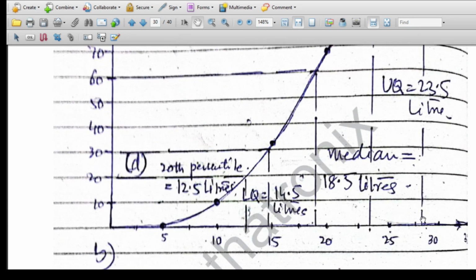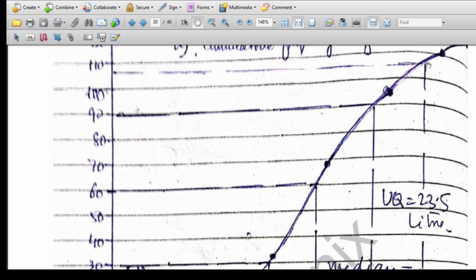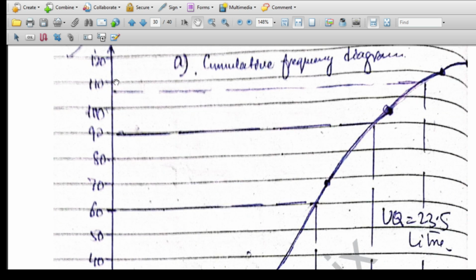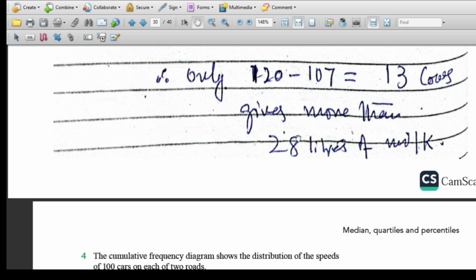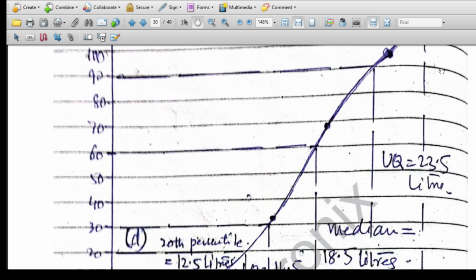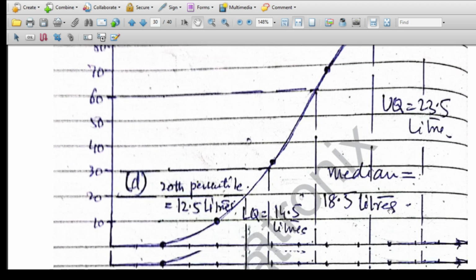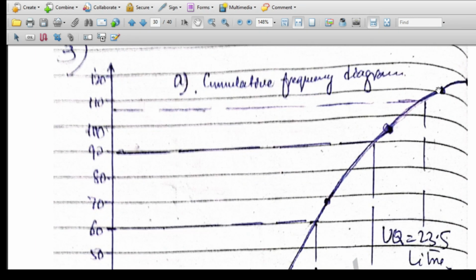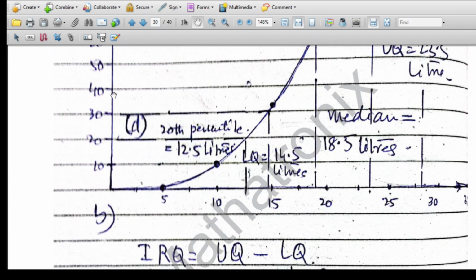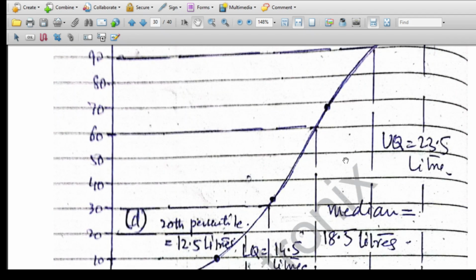For more than 28 liters we will draw this line. So we see that the frequency is around 107, so there are 13 cows left that give more than 28 liters. So only 13 cows give more than 28 liters of milk. So this is from the cumulative frequency table: interquartile range, upper quartile, and at a particular point, the number of liters corresponds to the number of cows.